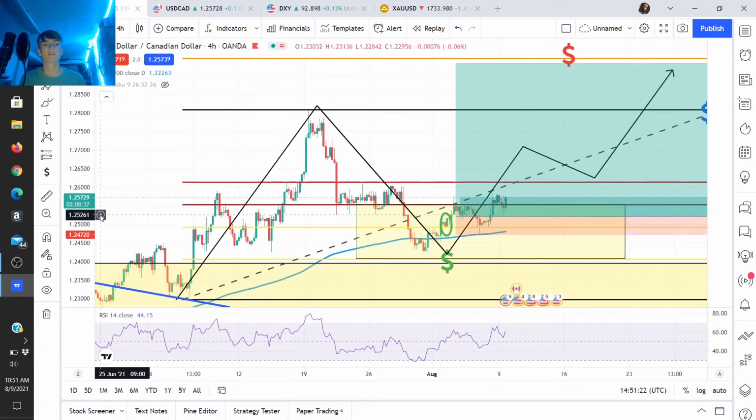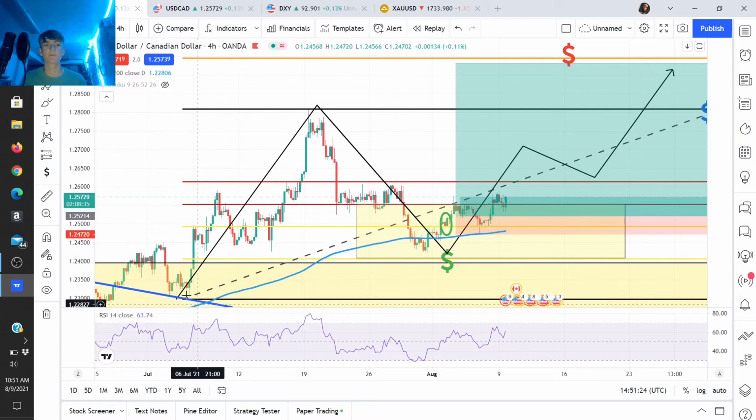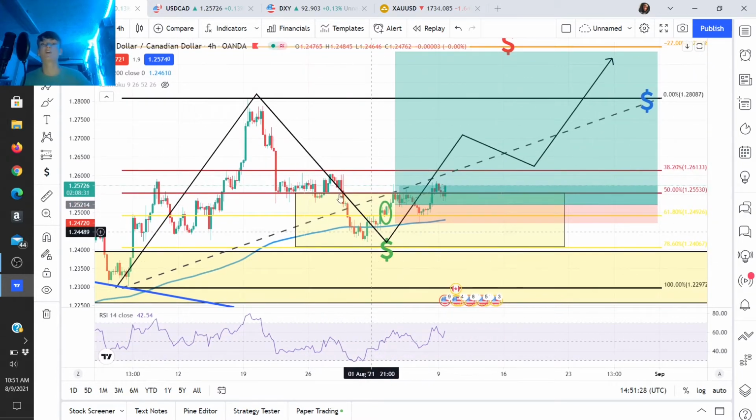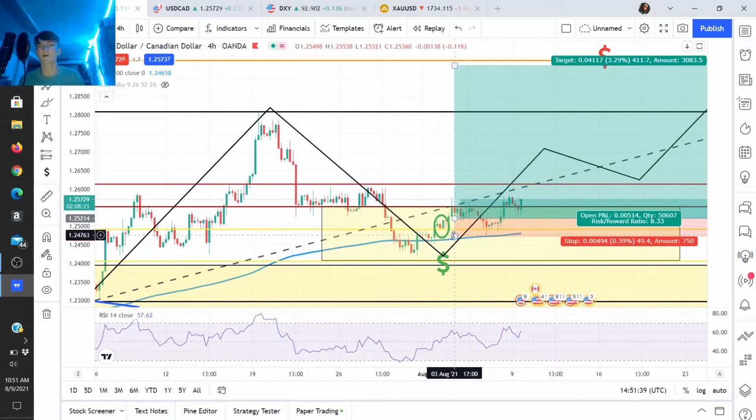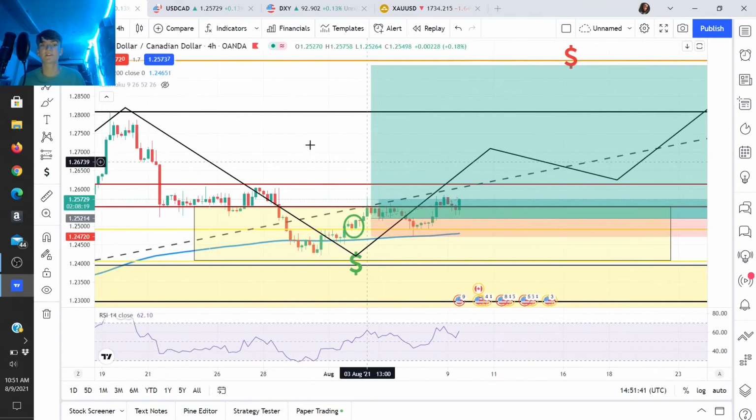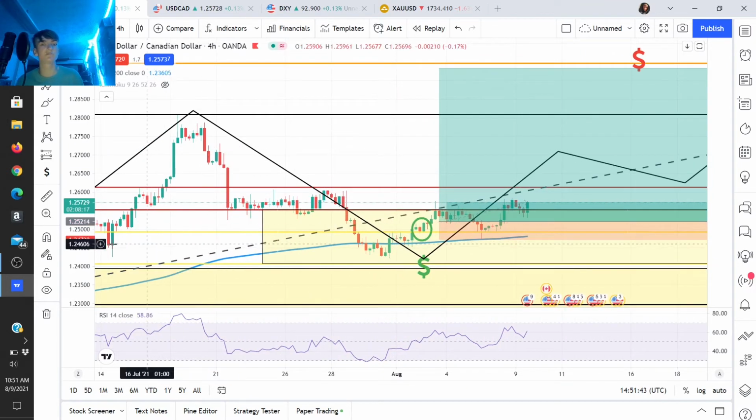We now draw on our Fibonacci tool from this swing low point down here to this swing high point up here, and we wait for price to bounce off of somewhere in this 50% to 78.6% region. Now, as you can see, as we got closer and closer into this region, we saw a 4-hour bullish engulfing candle in this circle. So ideally, this would have been the perfect entry.